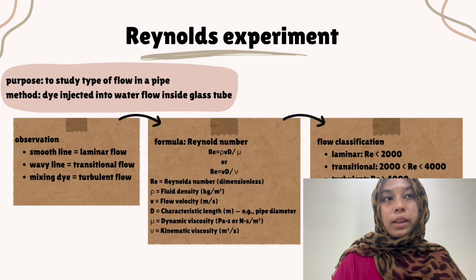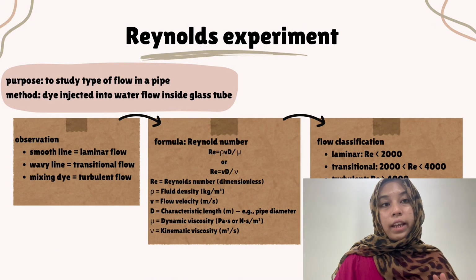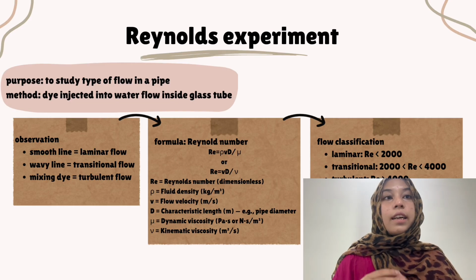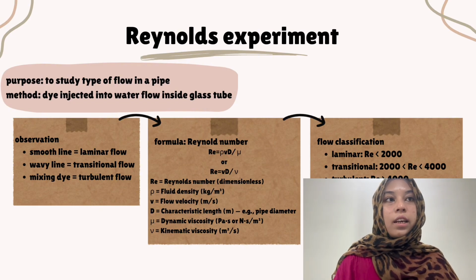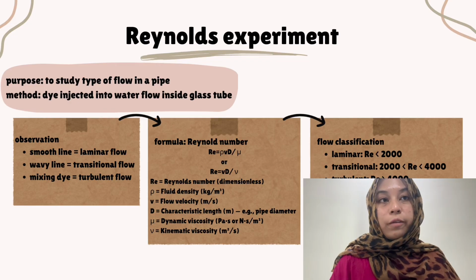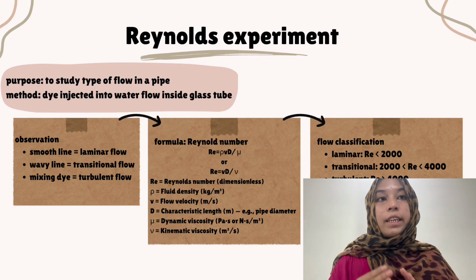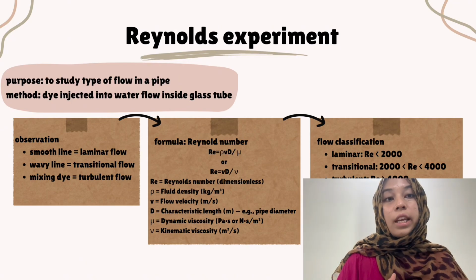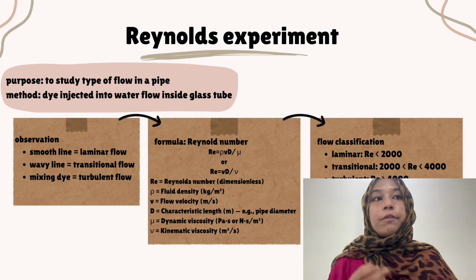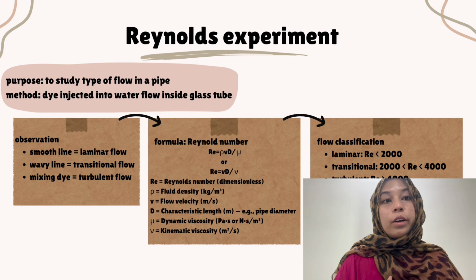So to study a flow type, Osborne Reynolds carried out an experiment. In this test, a glass tube is connected to a water tank and a dye is injected into the flow. If the dye line stays straight, the flow is laminar. If it becomes wavy, it is transitional. And if the dye mixes completely, the flow is turbulent.